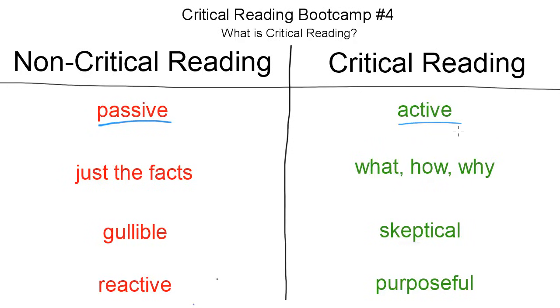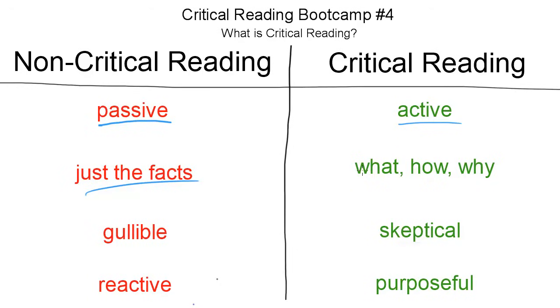Whereas critical reading is active. You're asking questions of it. You're underlining. You're trying to relate it to other things that you're reading or thinking about. So you're doing something with it. It's being active. Non-critical reading is really mostly concerned with the facts. What are the facts? What is true? Right, what does this passage say? It really pretty much takes what the passage says at face value, whatever it is you're reading.